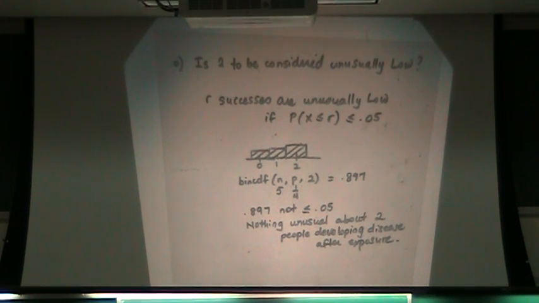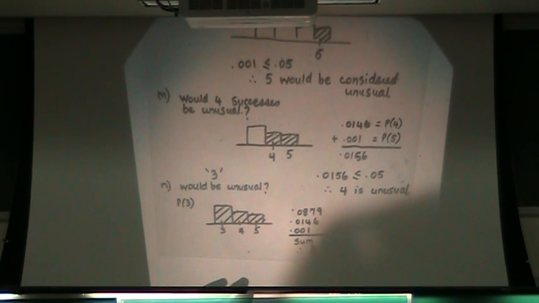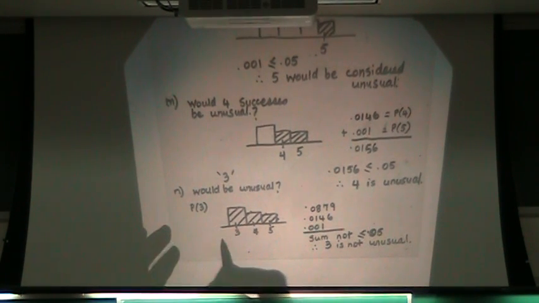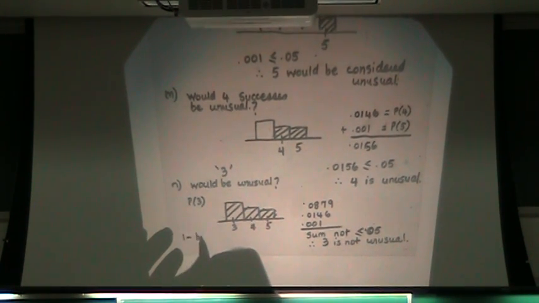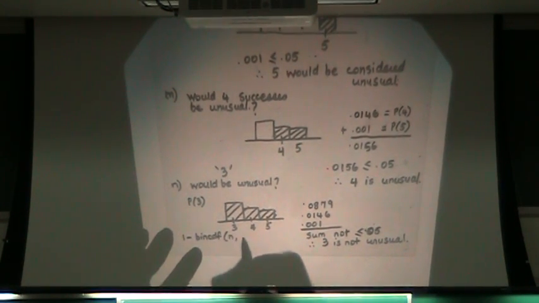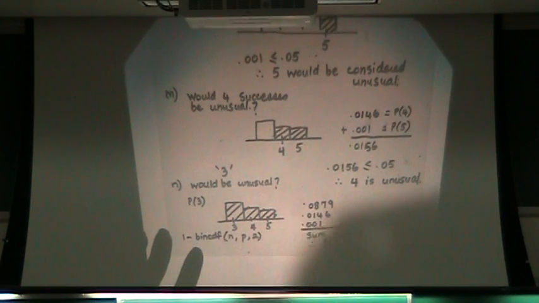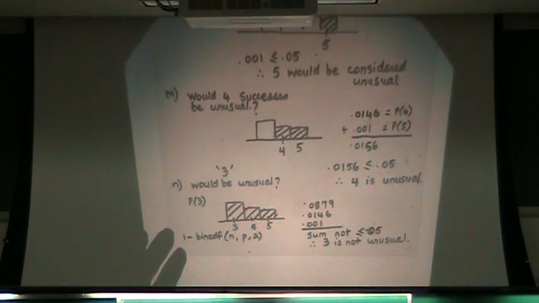Okay, previous question. Let's see. There's a question about the previous question: would 3 be unusual? The quick way to do this would be 1 minus binomial CDF of n, p, 2, which is what we did. So it would be 1 minus 0.897, right?